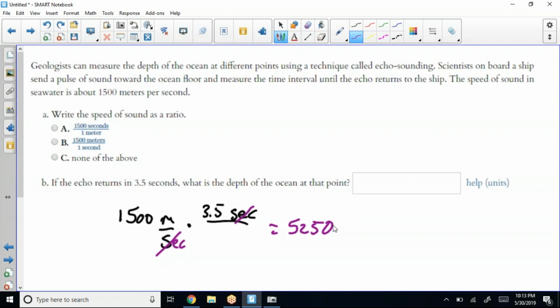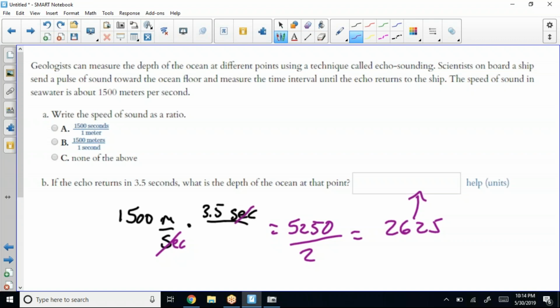Which would be 5,250. And on my video, I put a little call out thing that said divide by 2, right? And the reason why you got to divide by 2 is the echo is hitting the ocean floor and then coming back up to the machine, right? So that time is accounting for the signal going down to the ocean floor and back up. So that would be a total distance of down there and back. So you would take 5,250 divided by 2, which would be 2625, and that's what would go in there.